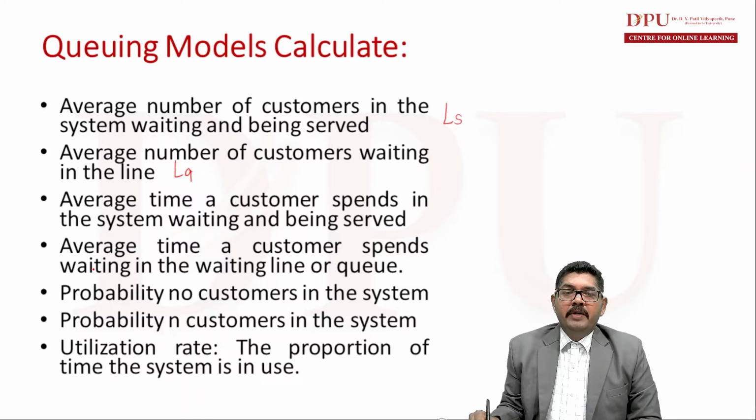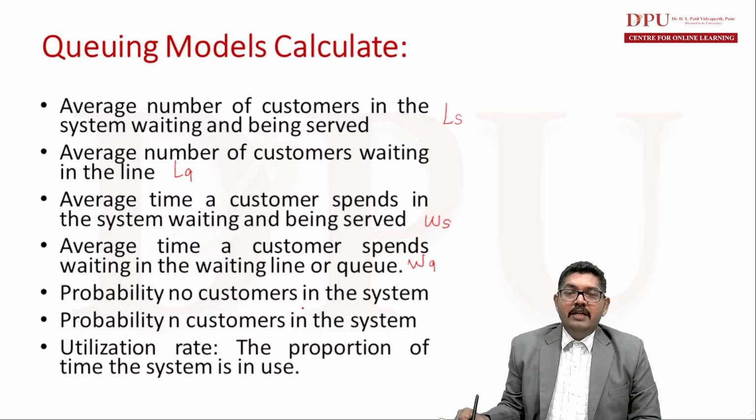Average time a customer spent in the system, waiting and being served. So this is WS. WS is the total time spent by the customer in the system. This includes the time spent by the customer in the queue as well as the time spent while receiving service from the server. Average time a customer spends in the waiting line or queue. So this is WQ, the time spent by the customer in a queue. This does not include the time spent while receiving the service. So this doesn't include the service time.